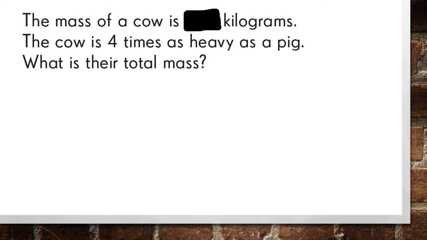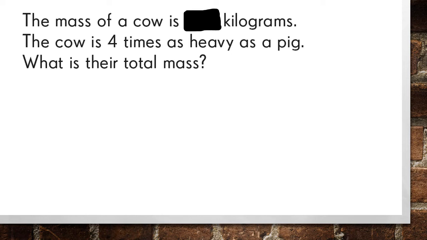Here's the first problem we're going to look at. The mass of a cow is a number of kilograms. The cow is 4 times as heavy as a pig. So it's almost like it would take 4 pigs to make the same mass of the cow. Does that make sense? What is their total mass?